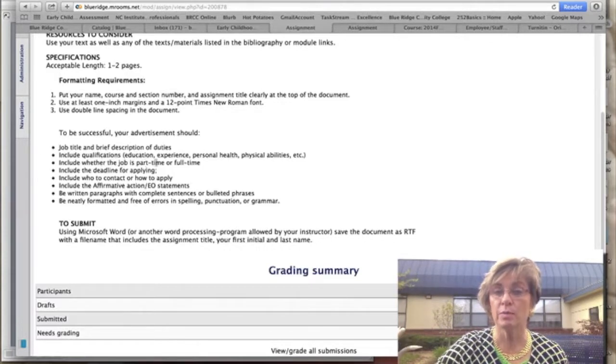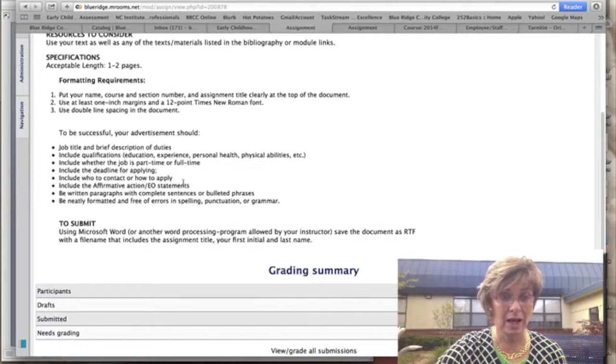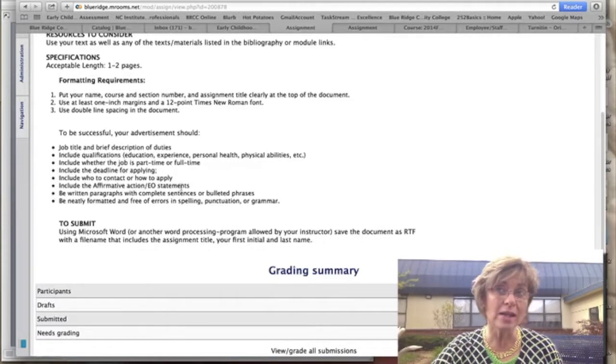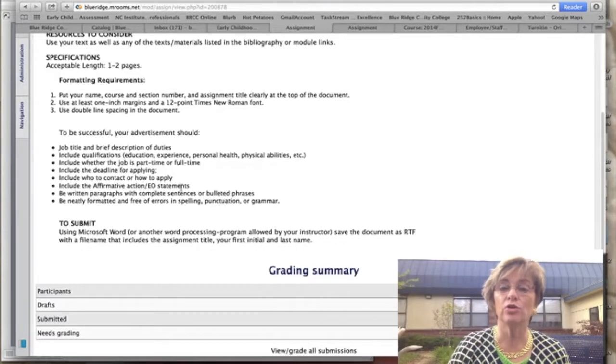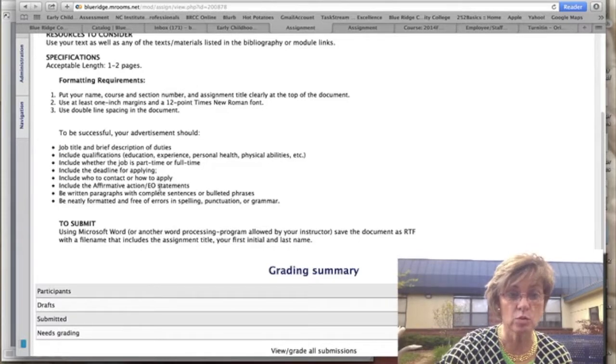Include whether the job is part-time or full-time. Include the deadline for applying. Include who to contact or how to apply. Include your affirmative action, equal opportunity statements, and again, you'll look back on those websites about the labor laws, and that will help you with this as well.